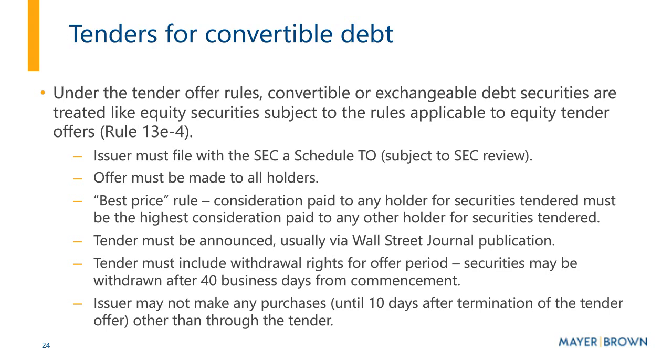The tender must be announced, usually via Wall Street Journal publication. The tender must include withdrawal rights for the offer period. Securities may be withdrawn after 40 business days from commencement. And finally, the issuer may not make any purchases until 10 days after the termination of the tender offer, other than through the tender offer itself.